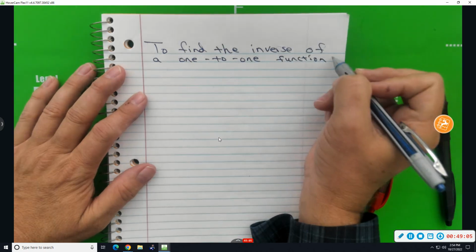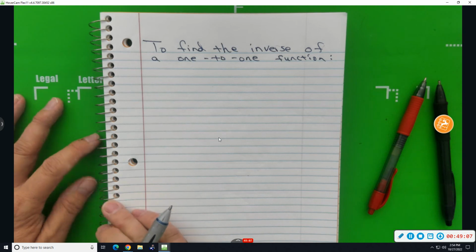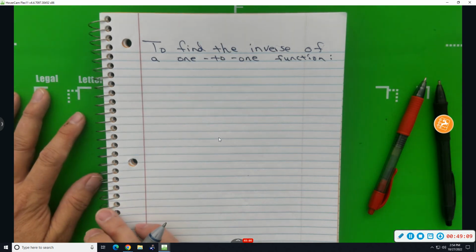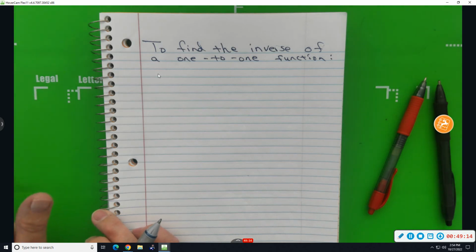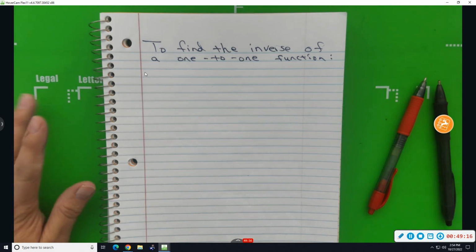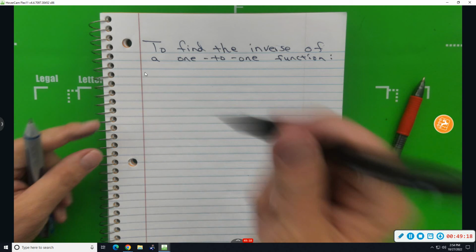Maybe I should just say find the inverse of a function, and then write that first step. Make sure it's one-to-one. No even exponents, no absolute values. I'm going to write that out.